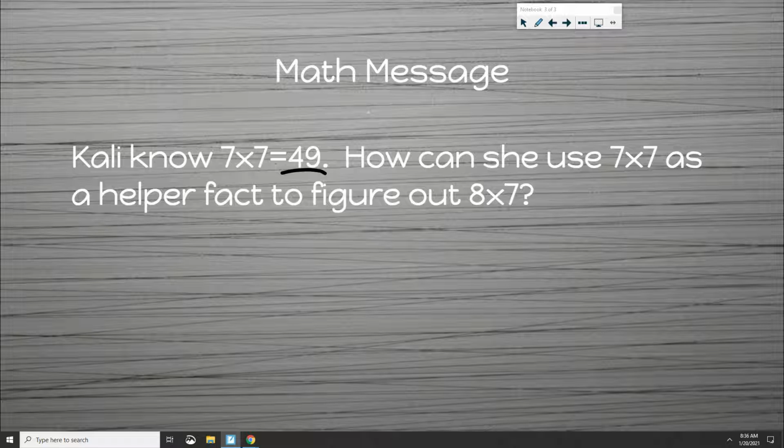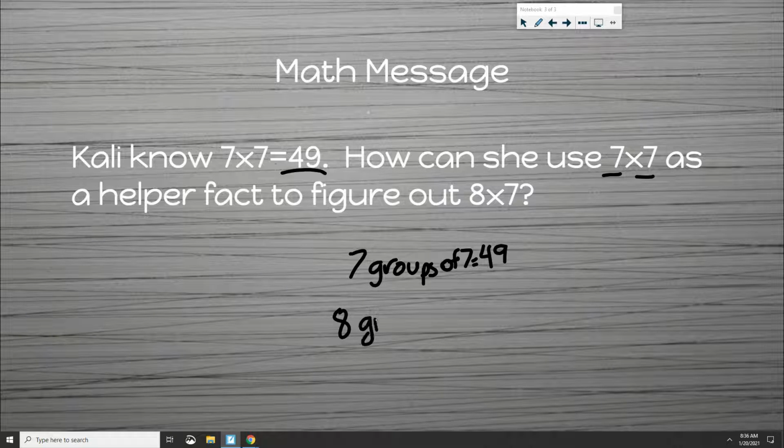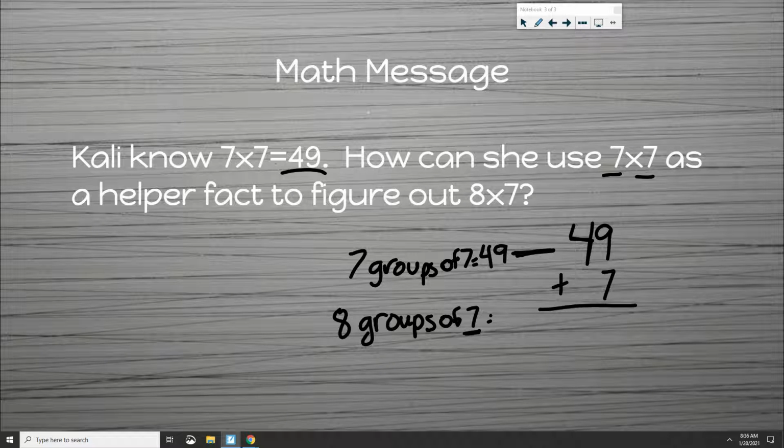So for me, one thing that I can see is that she has 7 groups of 7, and that makes 49. I'm going to write this out. 7 groups of 7 equals 49, but she needs 8 groups of 7. So I'm going to use this: 7 groups of 7 is 49, and I'm going to add another group. And remember, my groups are 7. So I'm going to add 49 plus 7.